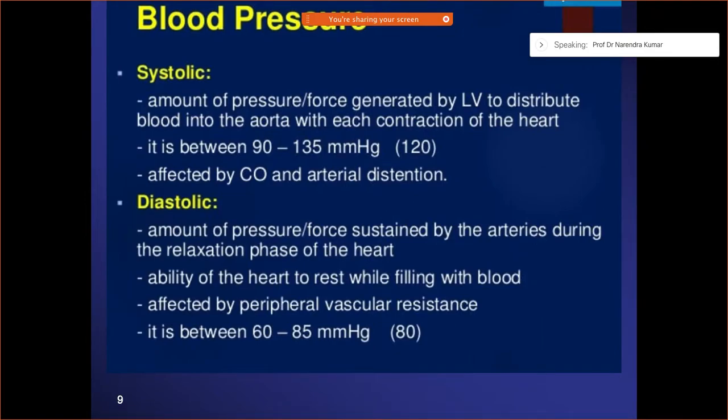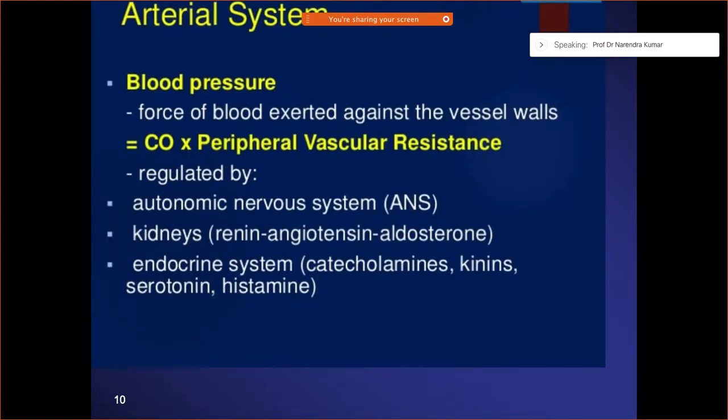You all are already the masters of systolic, diastolic blood pressure. And what is its importance? Importance is for the blood pressure, because actually this is the force of blood which is exerted against the blood vessel wall, okay? We all are aware blood pressure is equal to cardiac output into the peripheral vascular resistance. And it is regulated by the three most common factors: autonomic nervous system, kidney through the renin, angiotensin, aldosterone, and even the endocrine system through the catecholamines, kinines, serotonin, and histamine as well.